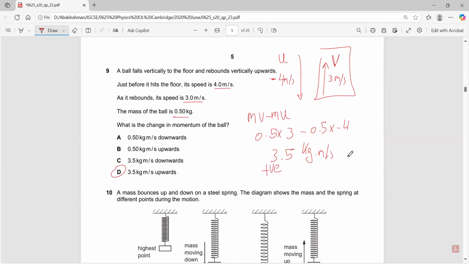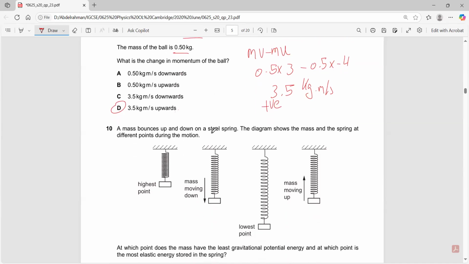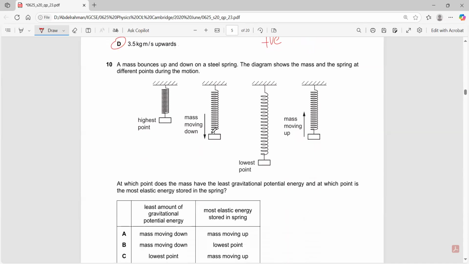If you had changed the signs, for example, if you said that u was positive and v was negative, your final answer would have been negative 3.5, again indicating the same direction as v, which is upwards. Again, negative would have been upwards. Again, the same final solution, 3.5 kilograms meter per second upwards.